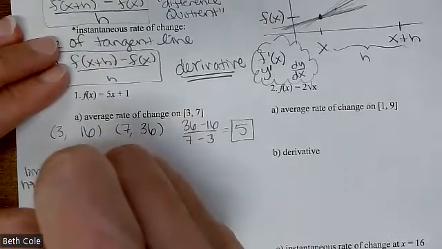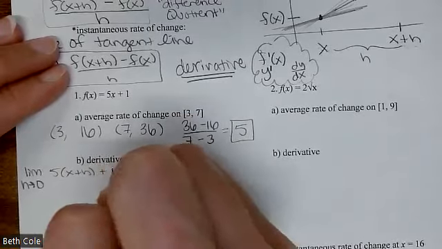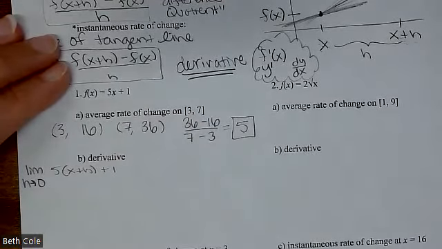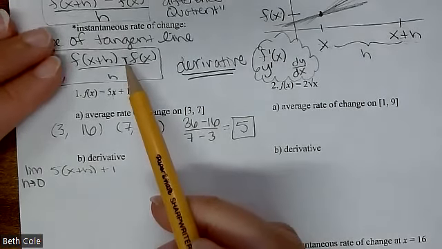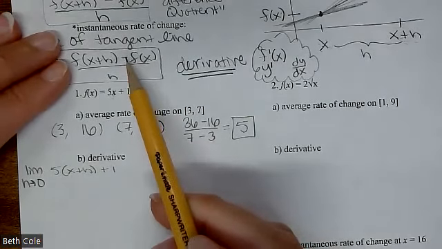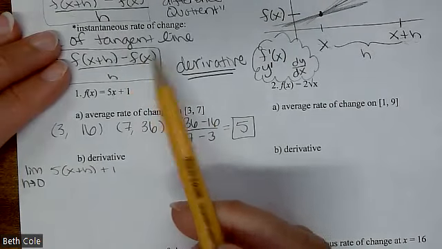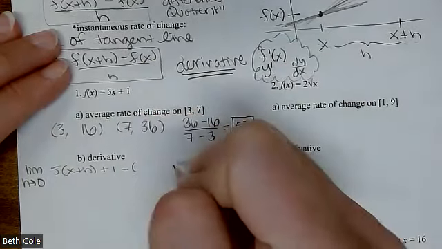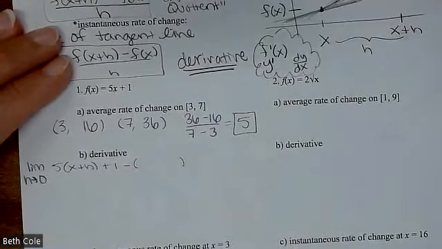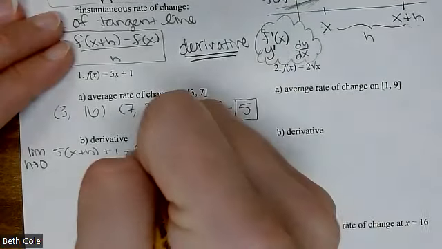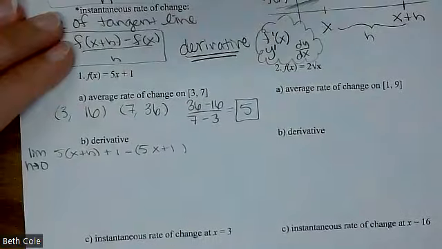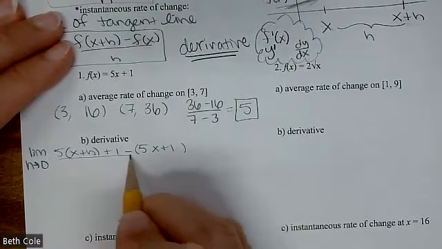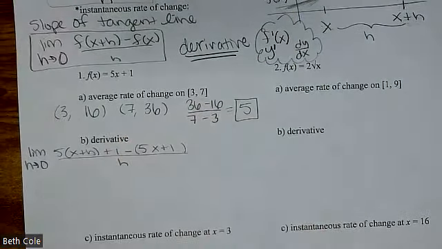So it's going to be 5x plus h plus 1. I view it as steps. Step 1, plug in x plus h. Then it says minus f of x. So step 2, minus the function. So minus, and put parentheses, the whole function, which is that 5x plus 1. And then that whole thing is over h.